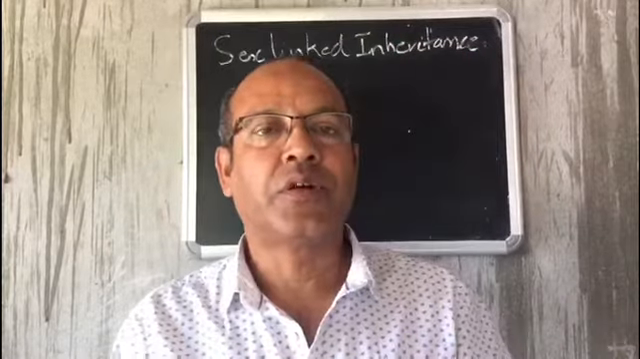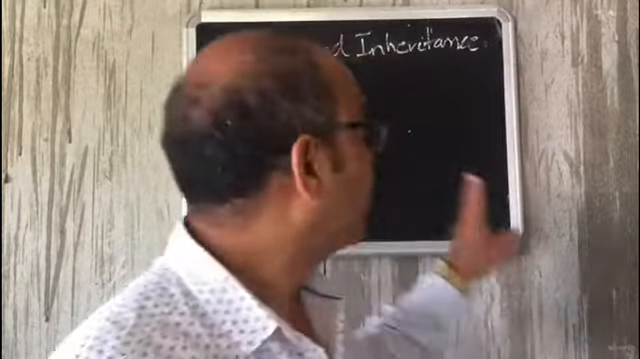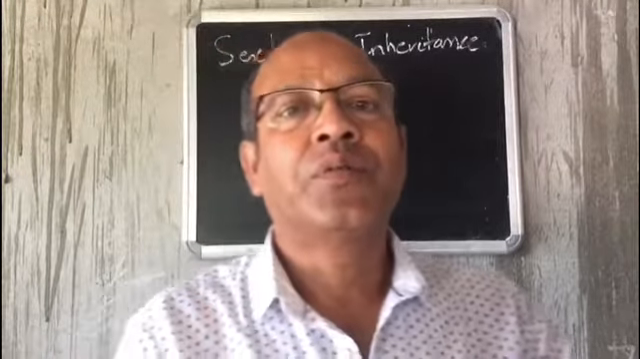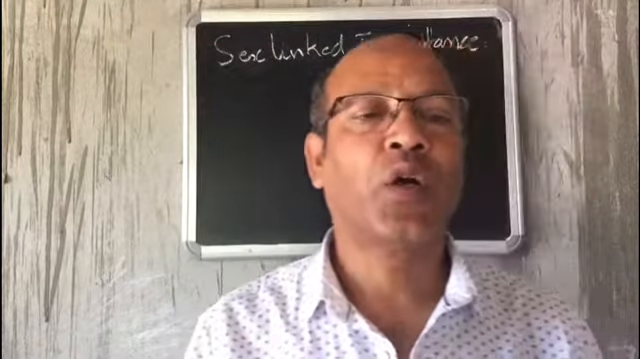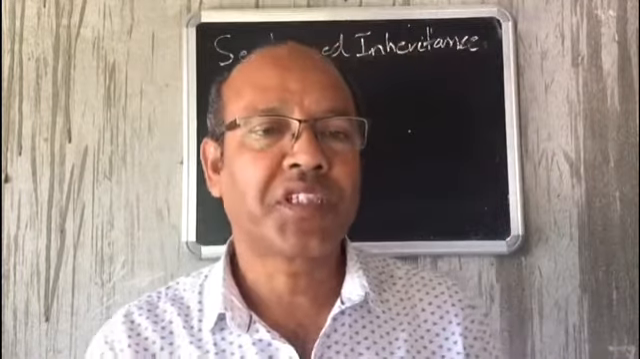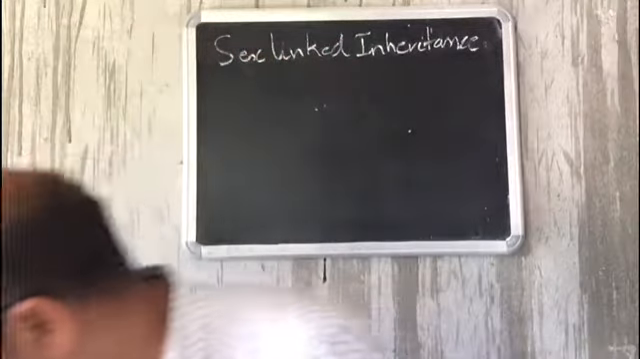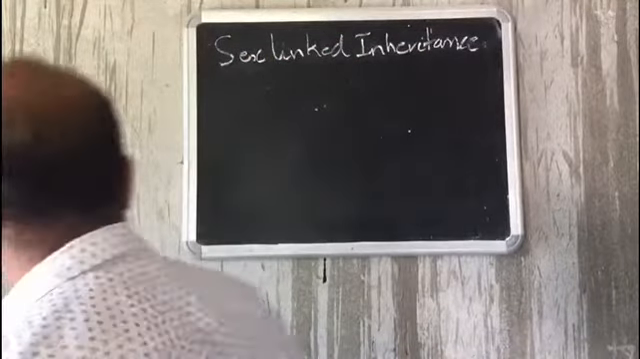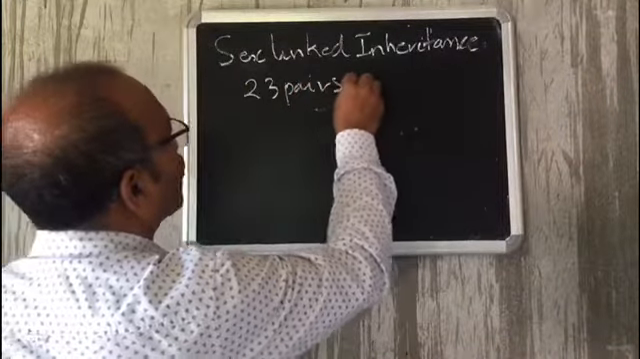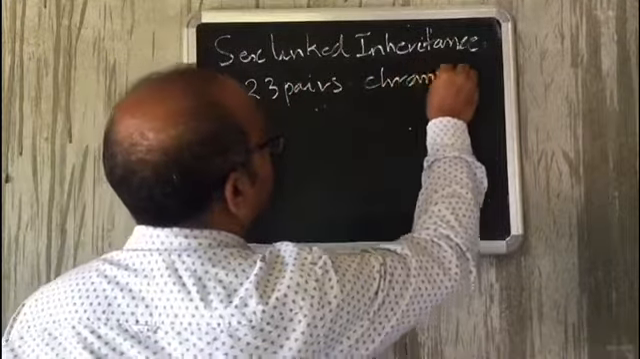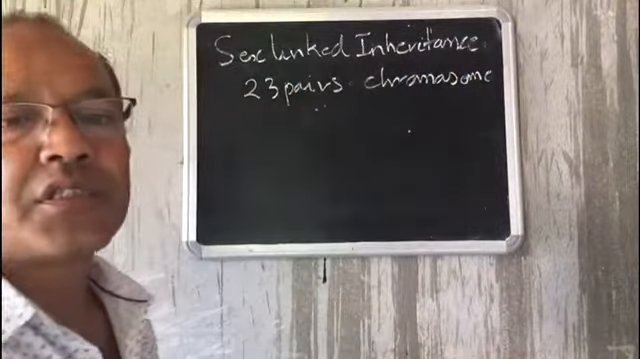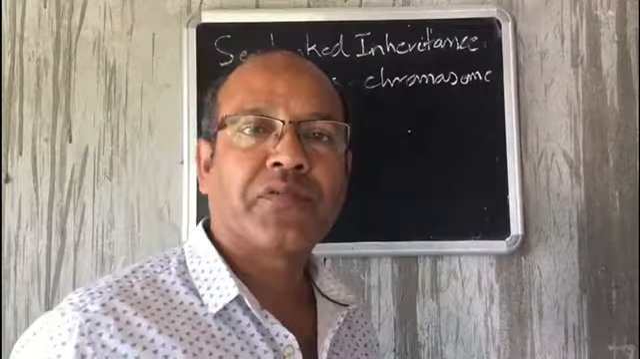All right, the topic that we're going to discuss today is sex-linked inheritance. As we know, in the case of human beings, there are 23 pairs or 46 chromosomes. That means each and every cell of our body has 23 pairs of chromosomes.